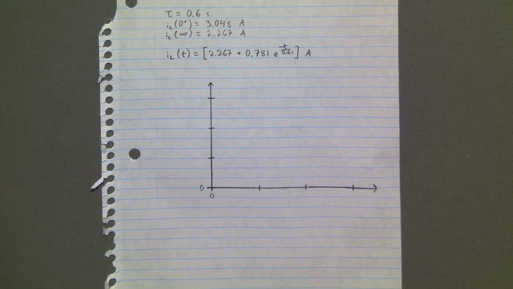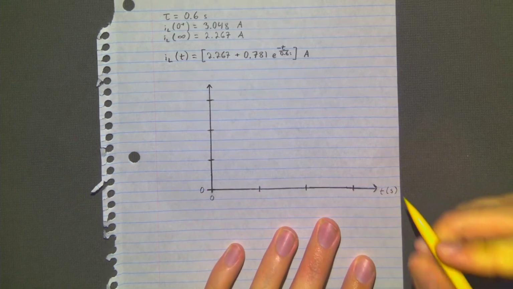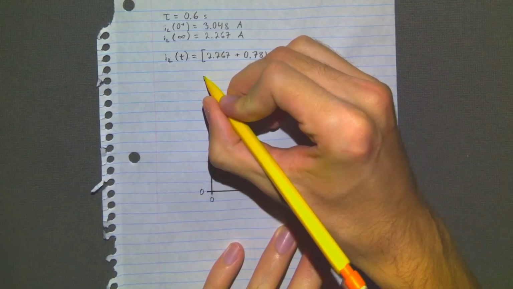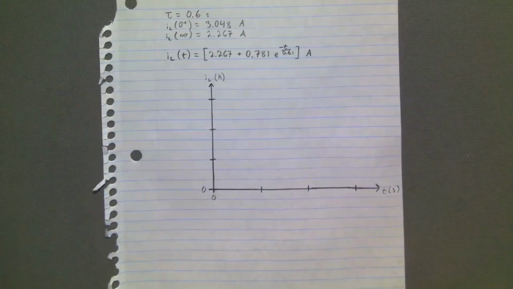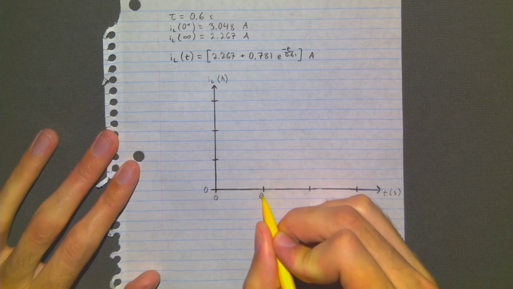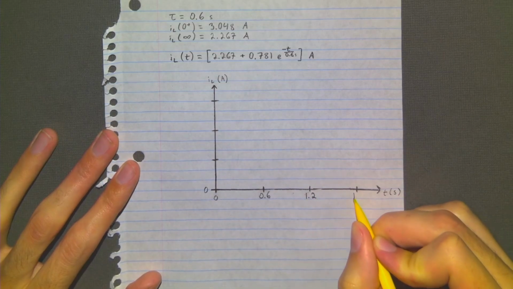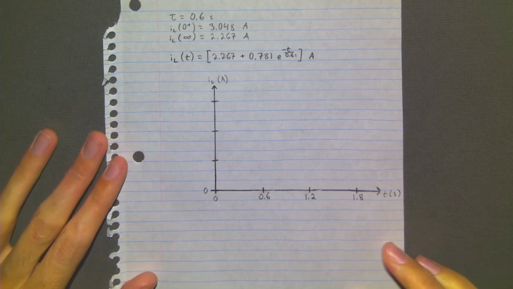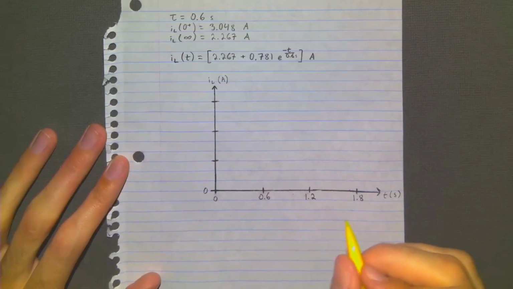The first thing we're going to want to do is label our plot axes. So the horizontal axis is going to be time in units of seconds, and the vertical axis is the current through the inductor in units of amps. We know the value of the time constant is 0.6 seconds, so we can go ahead and put the multiples of the time constant on the horizontal axis. And we know the initial and final values for our current, so we can go ahead and scale the vertical axis.